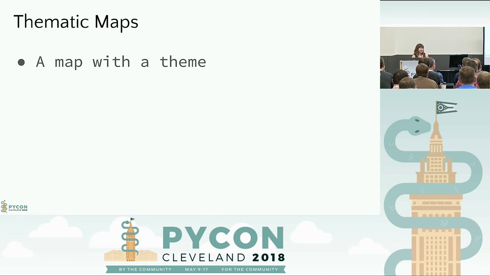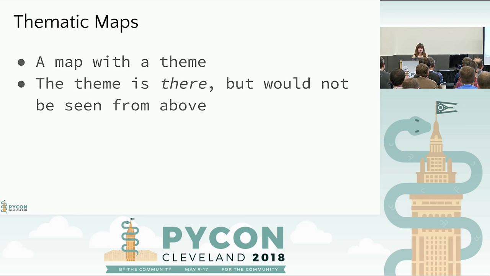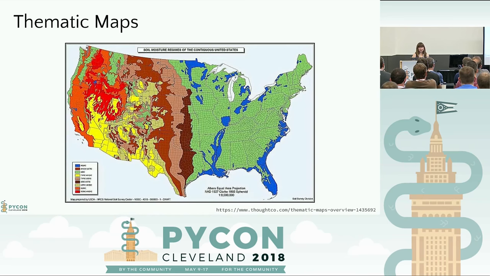So thematic maps, in contrast, are maps with some extra theme associated with them. And that theme is spatially there, but it's not something you would see from above. It doesn't necessarily help you know where something is in space. Well, it does, but. So here's an example of a thematic map. So we have a base map, which has state boundaries, county boundaries, just to orient us. But then on top of that, we have this layer showing soil moisture types. So this is an example of a thematic map where the theme is soil moisture.